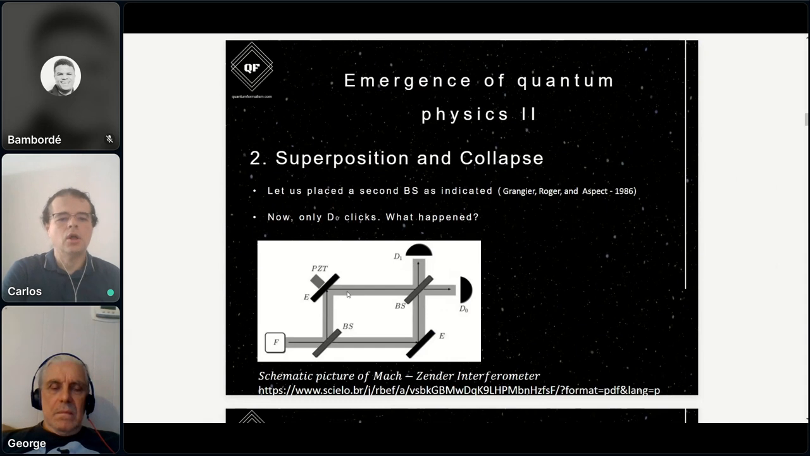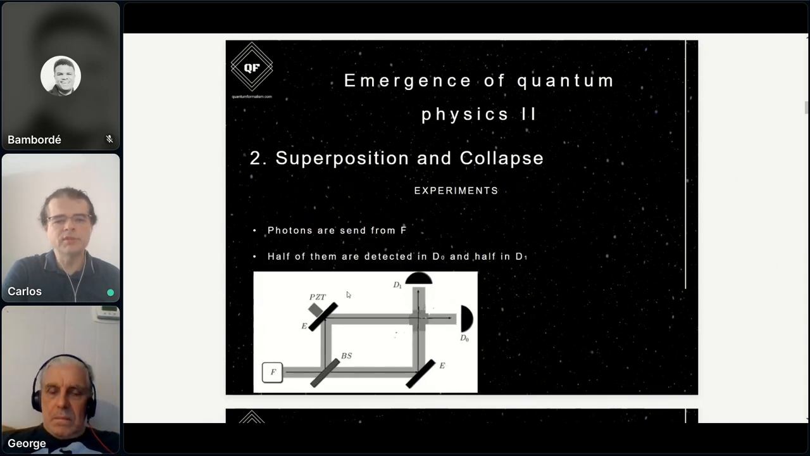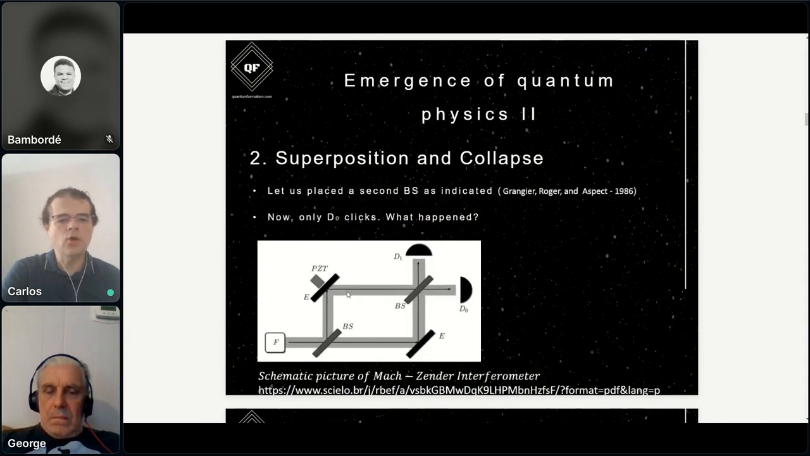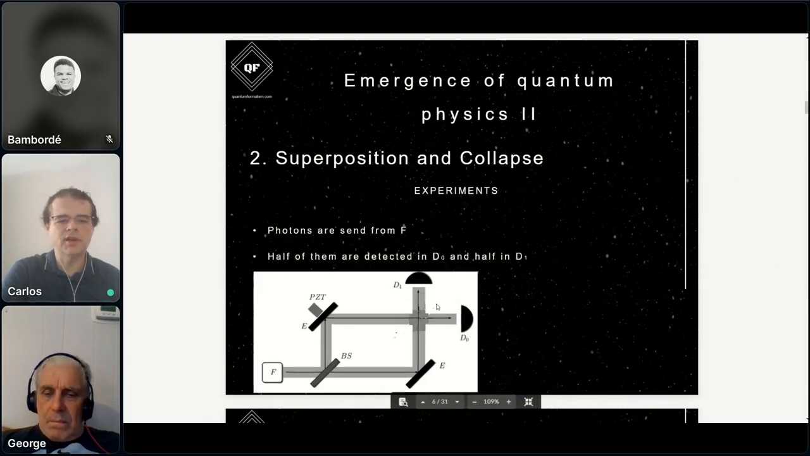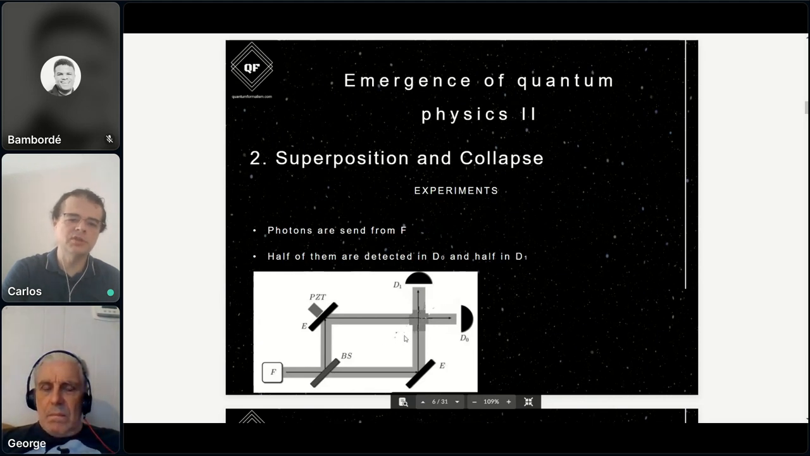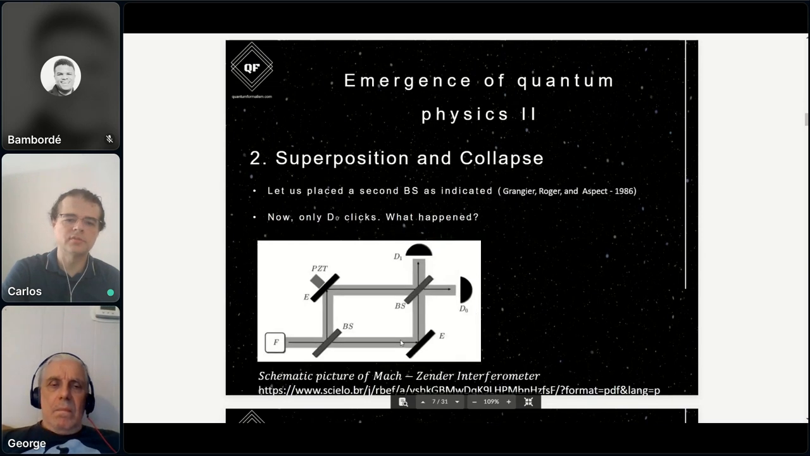Okay, so let's repeat this experiment. Now I will put a second beam splitter. This drawing is not well done, but this space was free. Now I'll put a second beam splitter, the same thing, a 50%, half-half beam splitter, in this space here, and we try to understand. This apparatus is called the Mach-Zehnder interferometer.